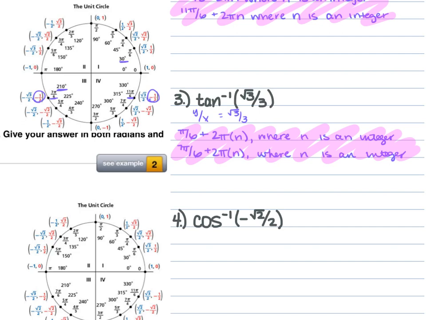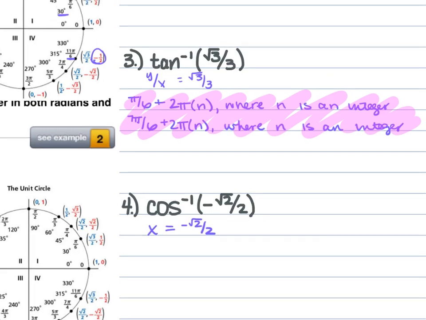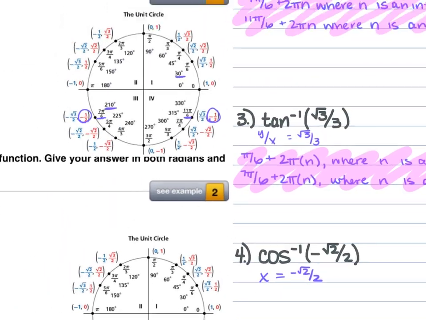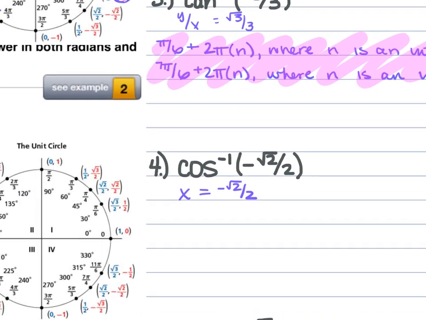For 4, we're doing the inverse of cosine of the negative square root of 2 over 2. So for this one, where is x? Cosine is x, so where is x? The negative square root 2 over 2. Look at your unit circle. That's negative square root 2 over 2, where that is x, is going to be here and here. So we're going to use 3 pi over 4 and 5 pi over 4.